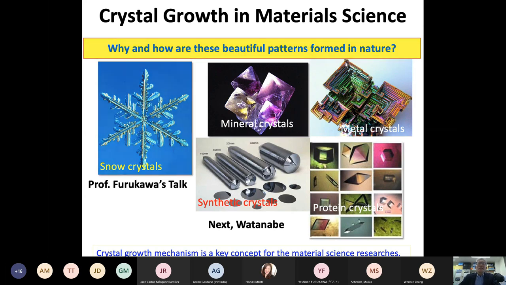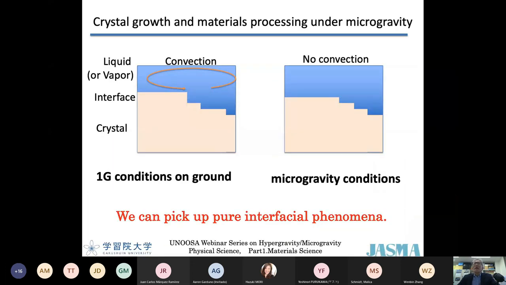And next, Professor Furukawa's talk is very basic science for snow crystal growth: why the crystal makes this beautiful shape. So next, please. I will briefly introduce why crystal growth and material processing are sensitive to gravity.